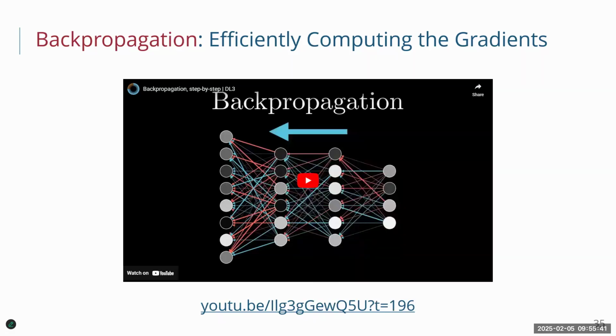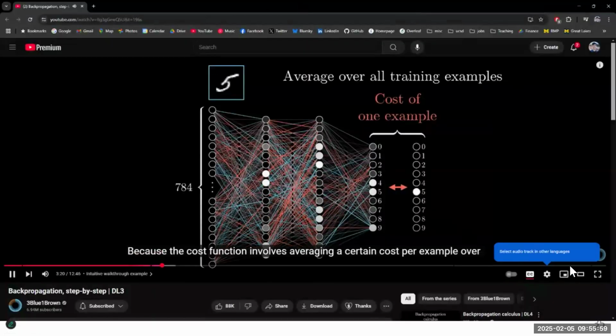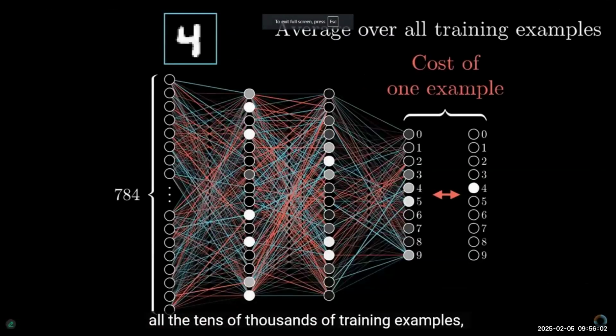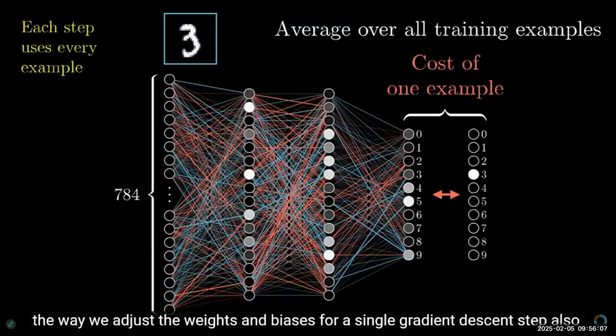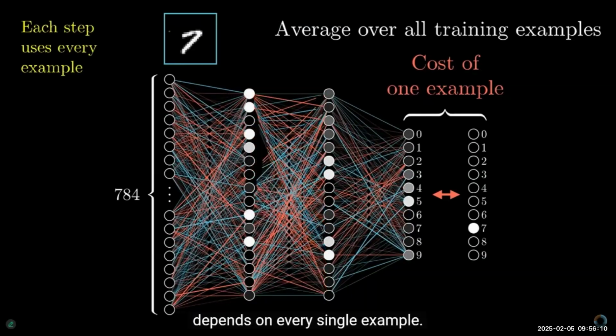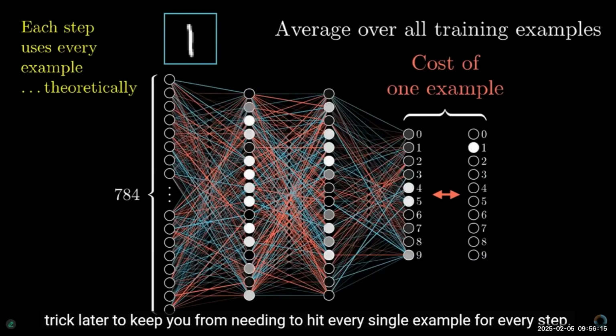So this is just a very nice YouTube video that explains what gradient descent, what backpropagation is doing. But for now, think about it as a more efficient way of computing the gradient. The cost function involves averaging a certain cost per example over all the tens of thousands of training examples, the way that we adjust the weights and biases for a single gradient descent step also depends on every single example. Or rather, in principle it should, but for computational efficiency, we're going to do a little trick later to keep you from needing to hit every single example for every single step.